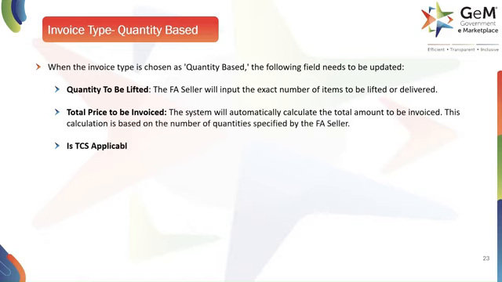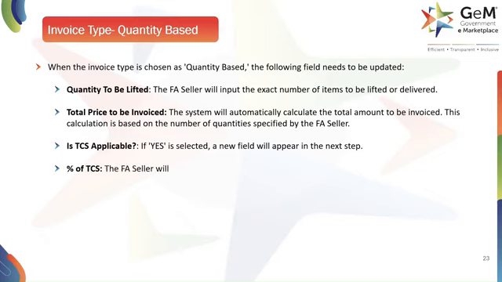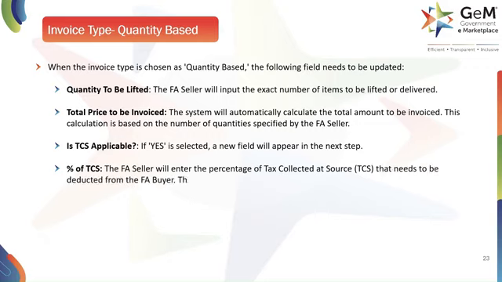Is TCS applicable? If yes is selected, a new field will appear in the next step. Percent of TCS: the FA seller will enter the percentage of tax collected at source, TCS, that needs to be deducted from the FA buyer. This percentage will be applied to the total price to be invoiced amount.